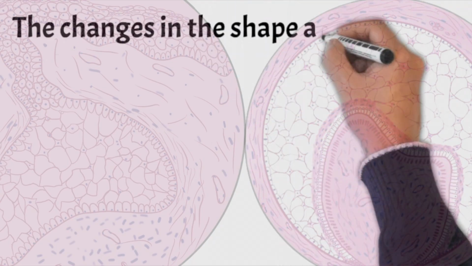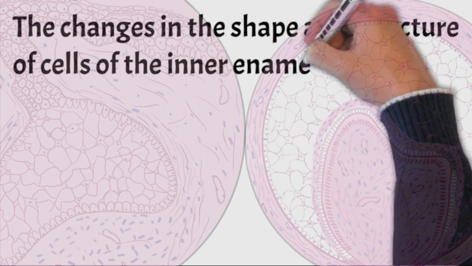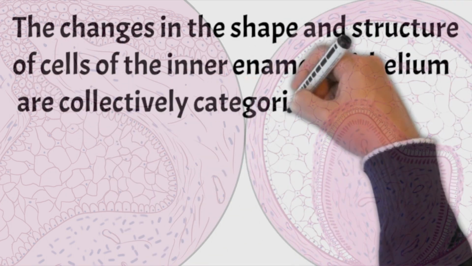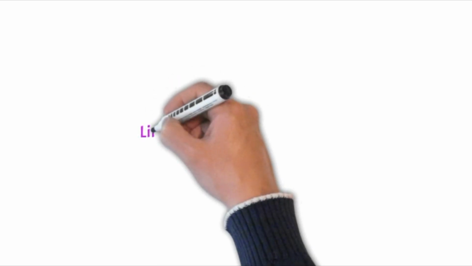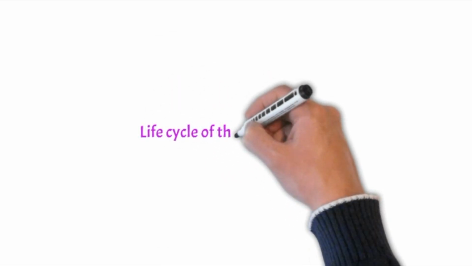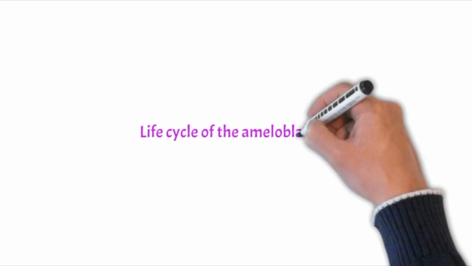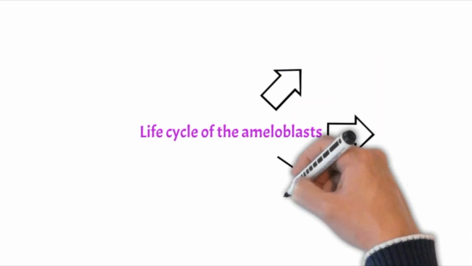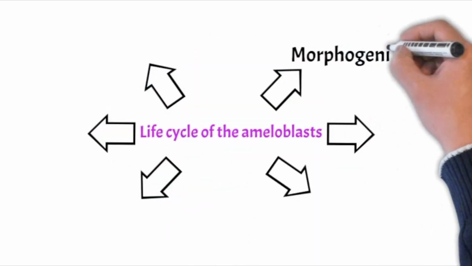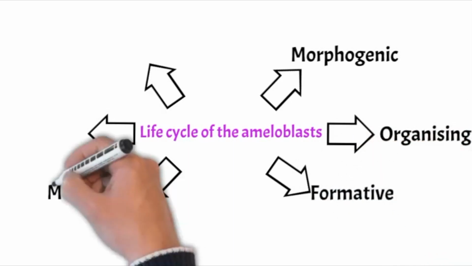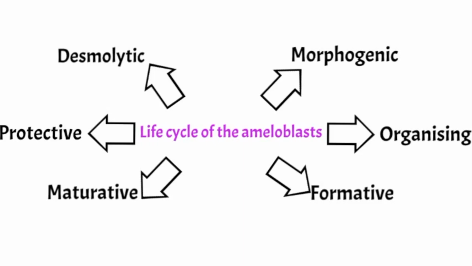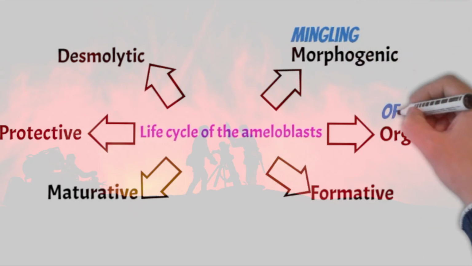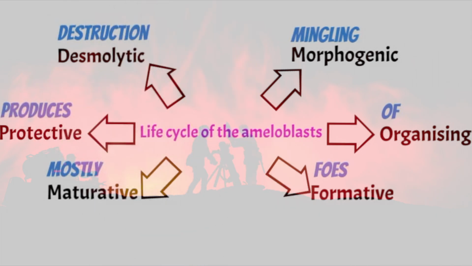The changes in the shape and structure of cells of the inner enamel epithelium are collectively categorized under the life cycle of ameloblasts. According to their function and morphology, the lifespan of cells of the inner enamel epithelium can be divided into 6 stages: morphogenic, organizing, formative, maturative, protective, and desmolytic. A very interesting way to remember these stages is by way of a mnemonic. Mingling of foes mostly produces destruction.